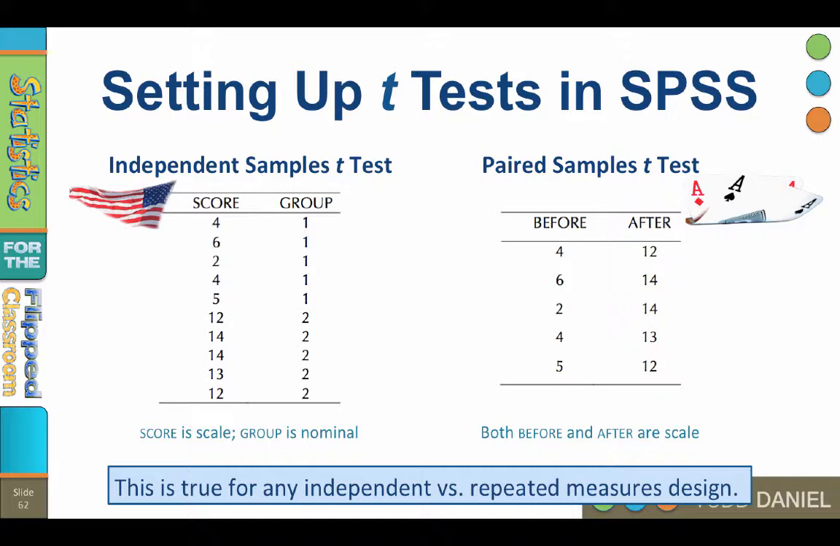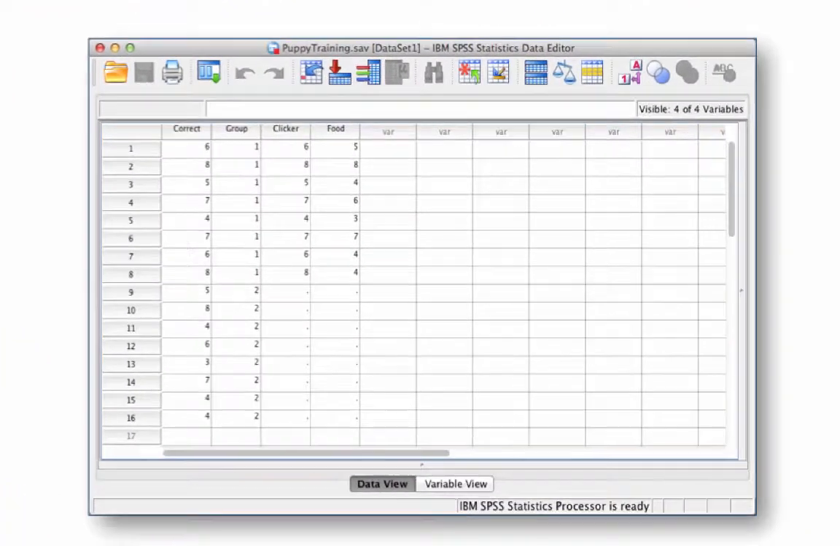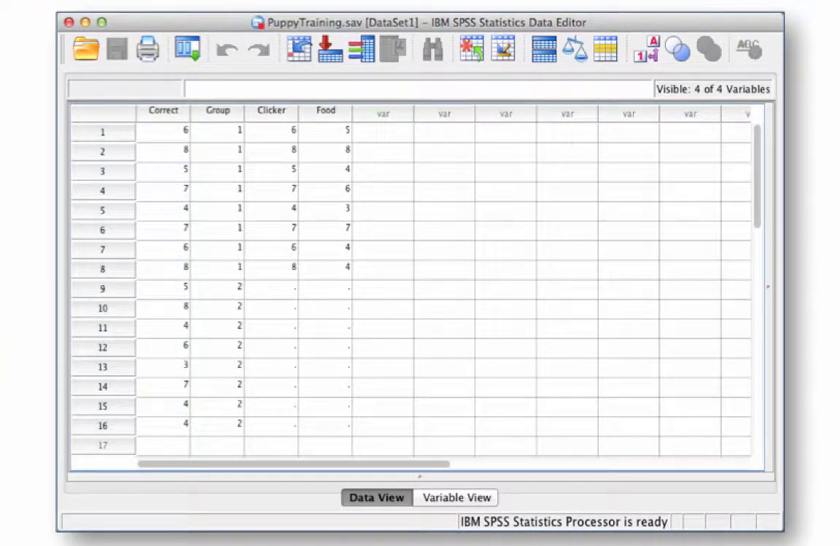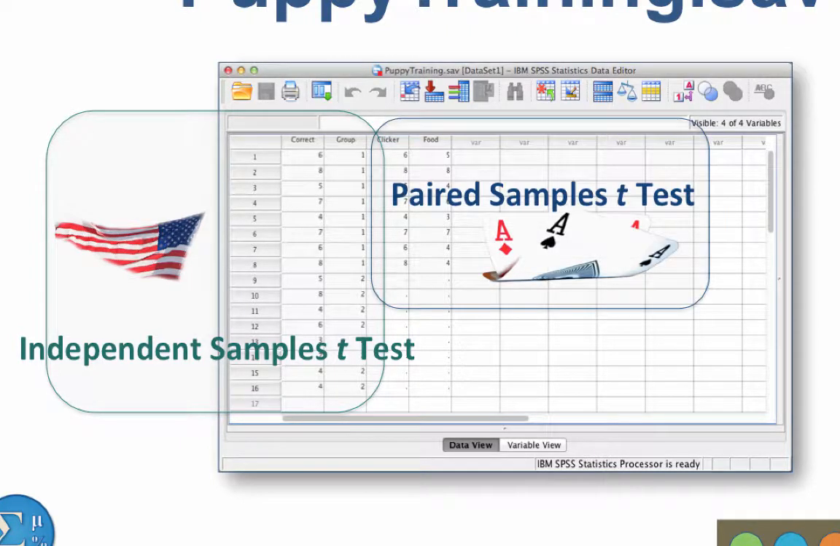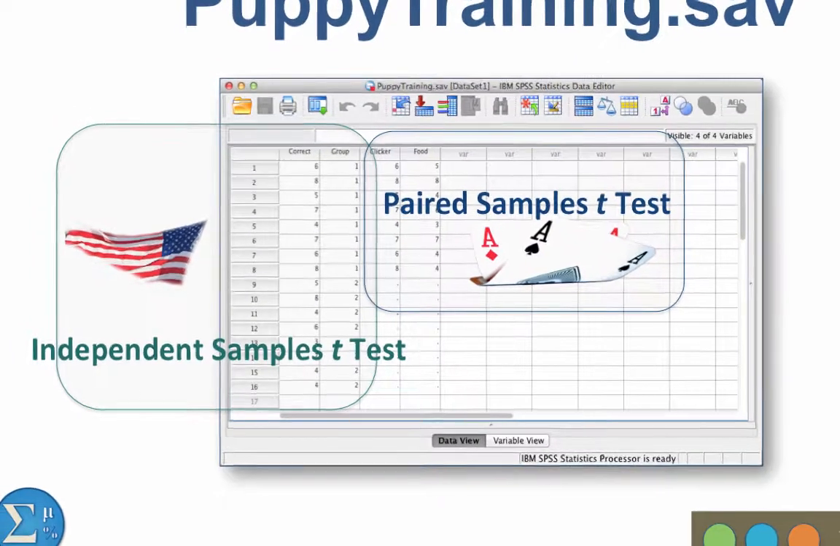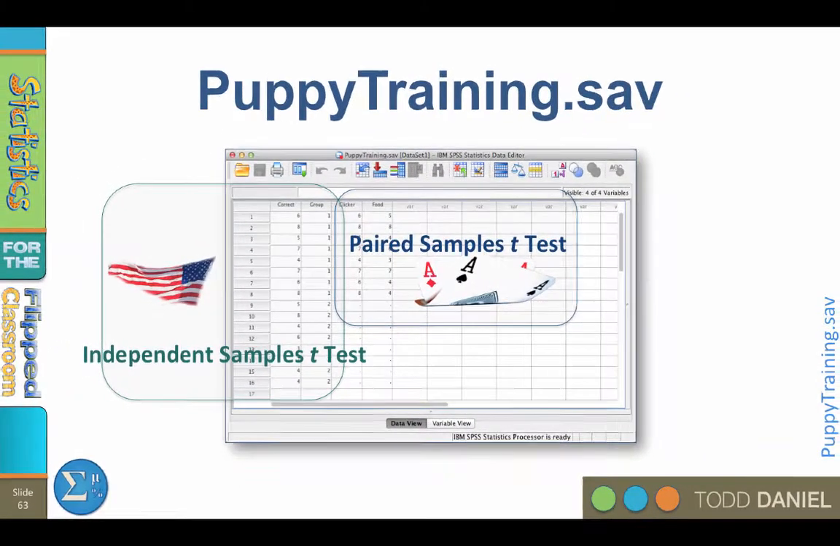And I should also point out that the Puppy Training.sav dataset that we used has been specifically set up to run both kinds of t-tests. I created these first two columns to run an independent samples t-test, and then I created the third and fourth columns to run a paired samples t-test. This setup for these data is very uncommon. In fact, this is a stupid way to set up your data. I have never seen a data set like this in the wild. No self-respecting researcher would ever set up data this way.